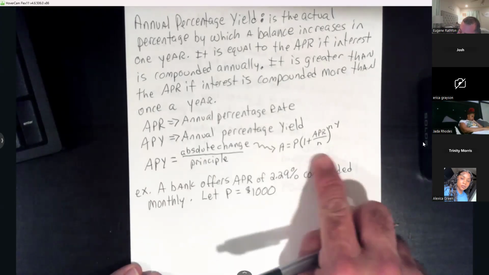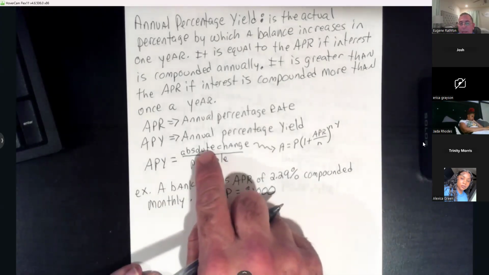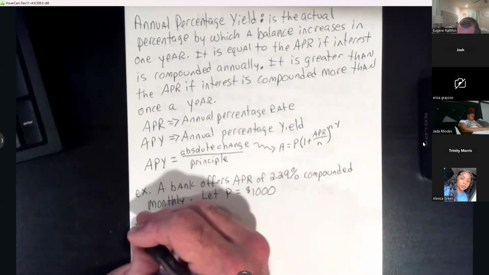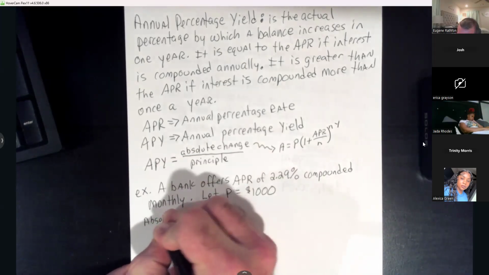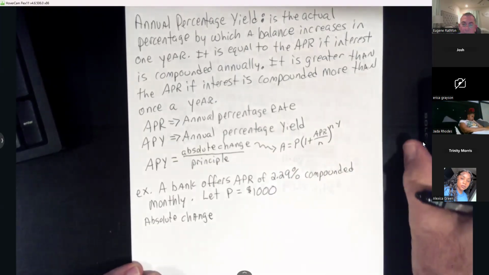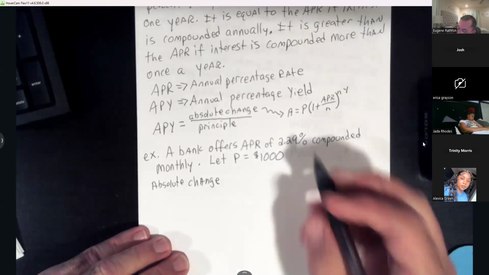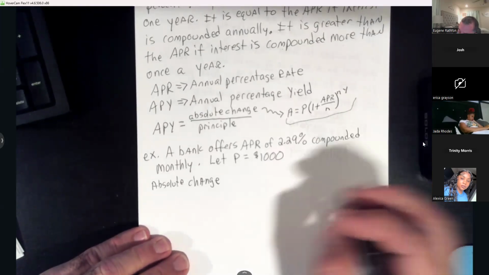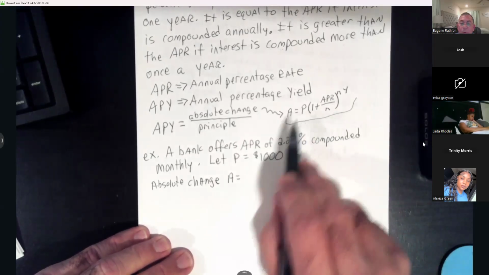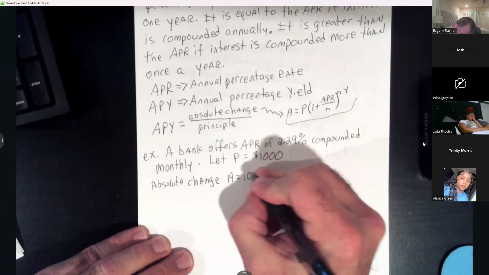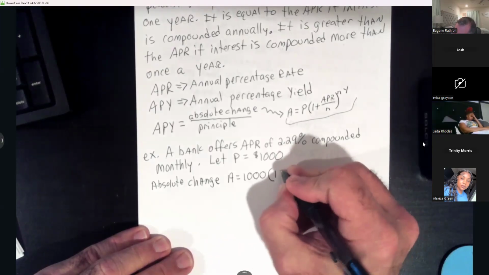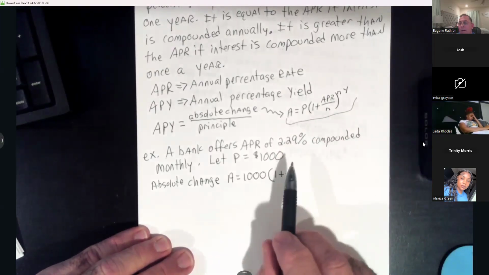All right, y'all, so let's plug in. First, we've got to find the absolute change before we can plug into this formula. To do the absolute change, I'm going to use this formula right here. So A equals P, which was 1,000, times 1 plus. All right, y'all, here's a good one.